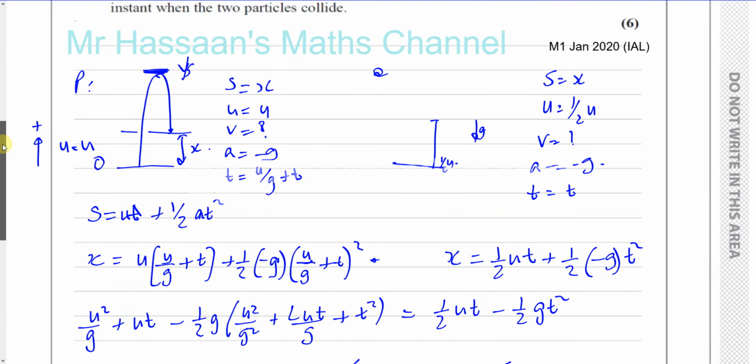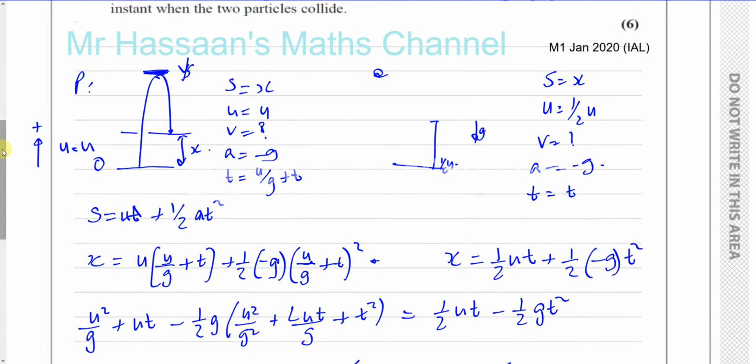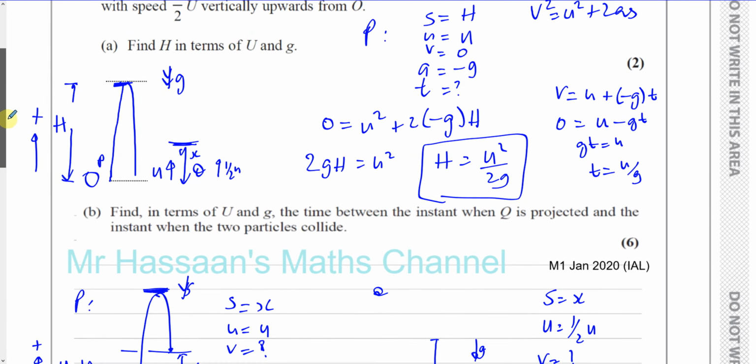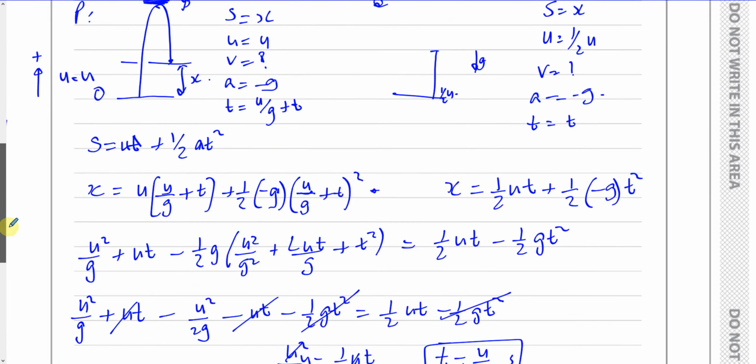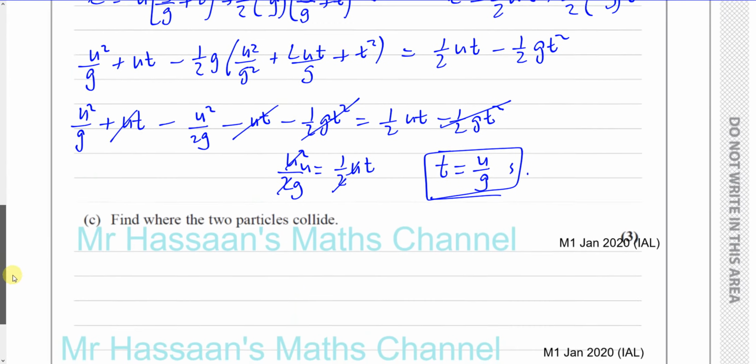U over g. That's the time it took to reach the top of its flight. So they must collide at O. Anyway, so find where the two particles collide. Well, I just mentioned they must collide at O. Let's just prove it by some calculations.